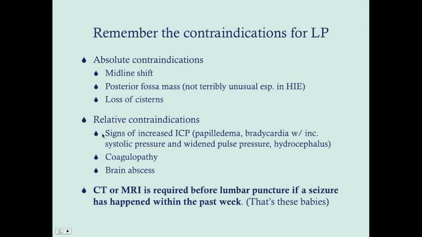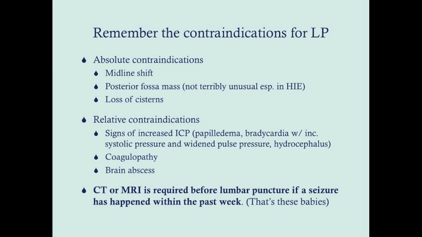If the patient has signs of increased intracranial pressure, then those are things like papilledema, Cushing's triad, which is bradycardia with increased systolic pressure and widened pulse pressure. That's going to be a sign of intracranial pressure increase, and then hydrocephalus. So if any of these exist, you'll want to get a CT before you get a lumbar puncture. If there's coagulopathy, certainly you are going to be concerned about doing a lumbar puncture, and then if there's a brain abscess, that's going to be another concern.